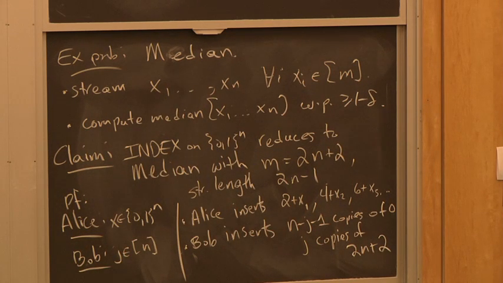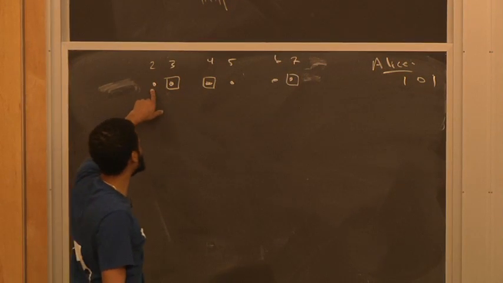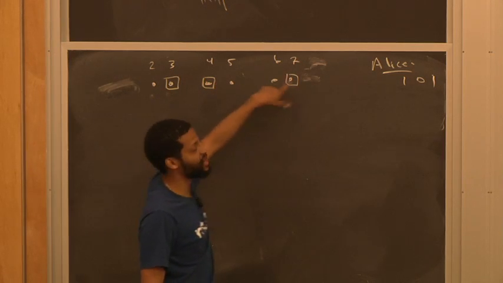So let me just draw a little picture. Right, so here's 2, 3, 4, 5, 6, 7. So let's say that n is 3. Let's say Alice has 1, 0, 1. So from each pair, she'll pick the element of the pair that corresponds to her bit and put that in the stream. Does that make sense? So she'll insert 2 plus 1, and then 4 plus 0, and then 6 plus 1, because she has 1, 0, 1.